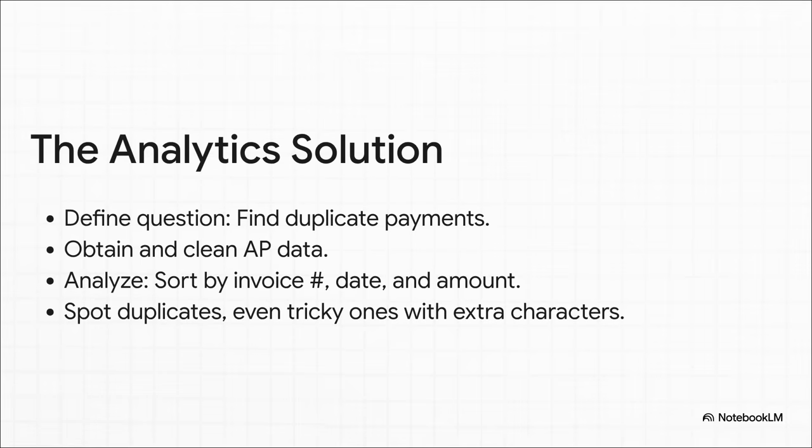This is how we tackle it with our framework. We've defined our question, we go get the accounts payable data, and we clean it up. Then, in the analysis phase, we sort all the payments by invoice number, date, and amount. And this is where the magic really happens. We can instantly spot duplicates, even the sneaky ones where somebody added an extra dash or a letter A to try and bypass the system's controls. Analytics makes this possible in a fraction of the time.